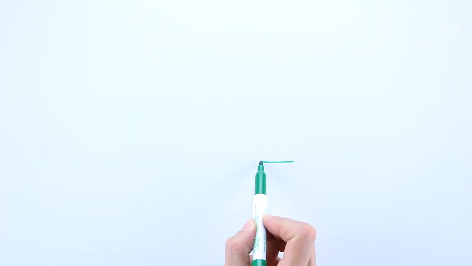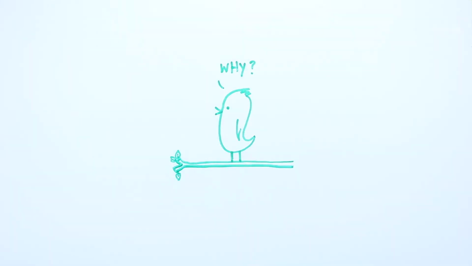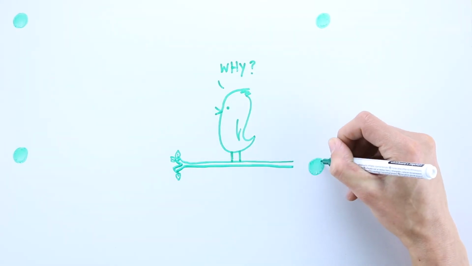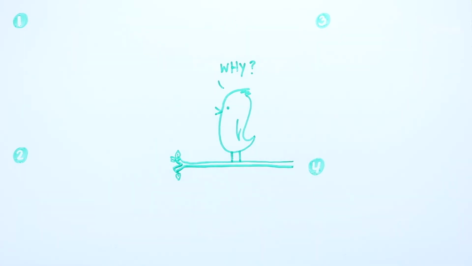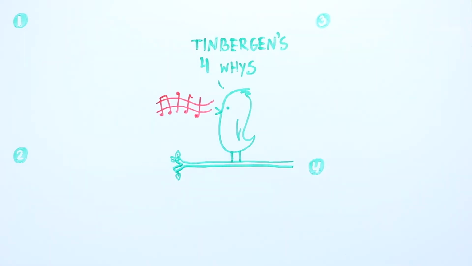Once you decide to study animal behavior, you almost inevitably will start asking the question, why? There are 4 different why questions to study, and these 4 whys are referred to as Tinbergen's 4 whys, based on the work by Nico Tinbergen, one of the founders of the scientific study of animal behavior.